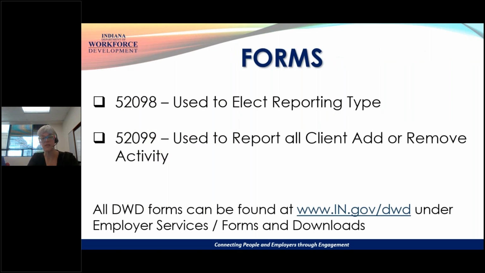Okay, so the forms. There are only 2 forms associated to PEOs at this time. The 52098 is used to elect the reporting type, and the 52099 is used to report all clients that are added or removed. Those are the only things you have to remember, 52098, 52099. You can find all of our forms under the Employer Services Forms and Downloads menu at our primary website, www.in.gov/DWD.